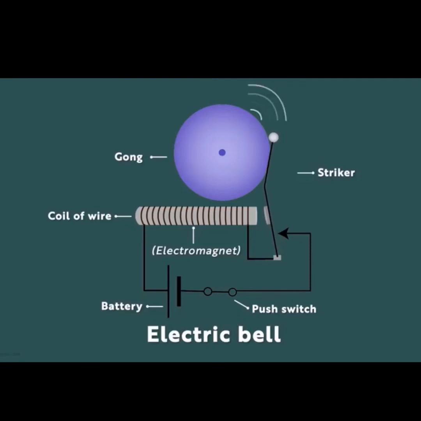So the current passes through the wire, and then the electromagnet will attract the piece of soft iron, the striker hits the gong, and then the electromagnet is demagnetized, and then the striker goes away from the gong, and so on, and the sound of the bell is produced.